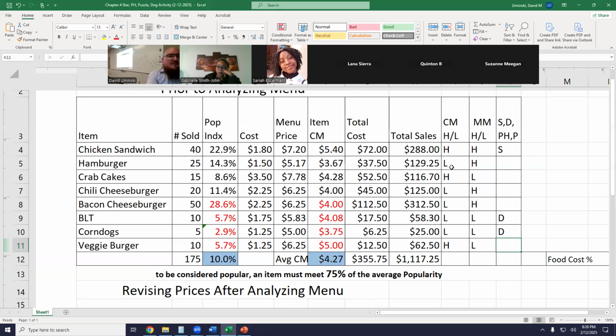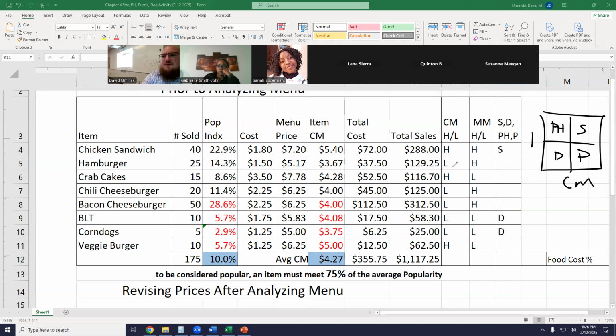Next, let me draw my square. Plow horse, puzzle, star, dog, contribution margin, popularity. Okay. So now we have low contribution margin, but we have high popularity. So that is our plow horse. So PH. Now, while I have that low high in my head, I'm gonna go down the list. There's a low high right there. There's a low high.